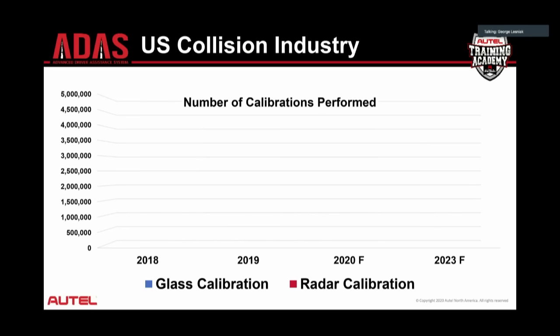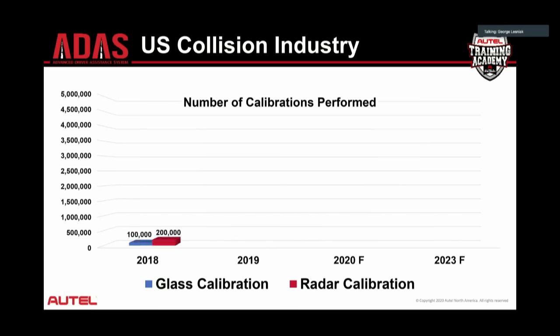Collision industry. Now, this is collision only. And what they did was they reported the number of calibrations performed in-house by collision repair shops. And I emphasize in-house because this does not account for any third-party calibrations. For instance, if a windshield needed to be replaced and recalibrated, and a collision shop had a glass installer come to their shop to perform that service, that's not really covered here. This is only performed in-house at collision shops.